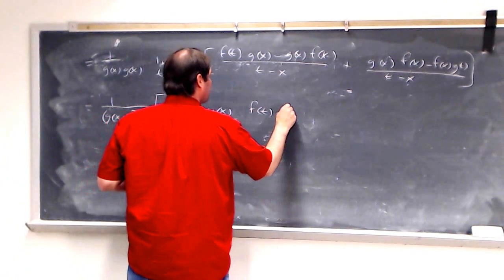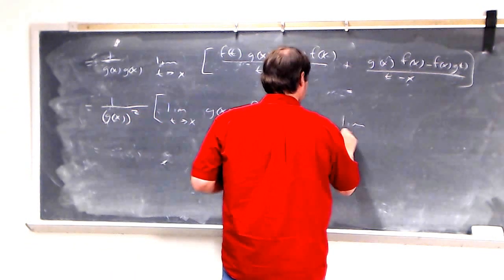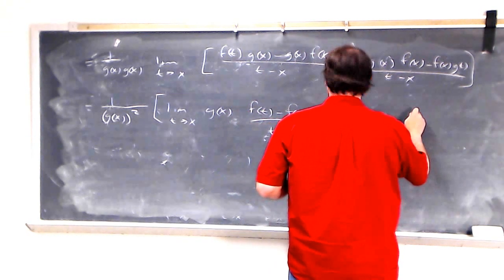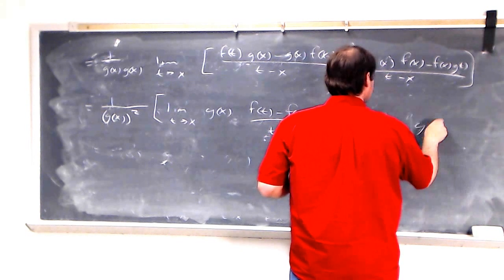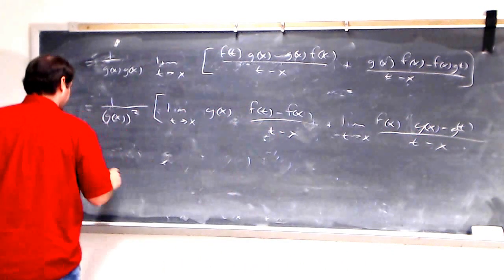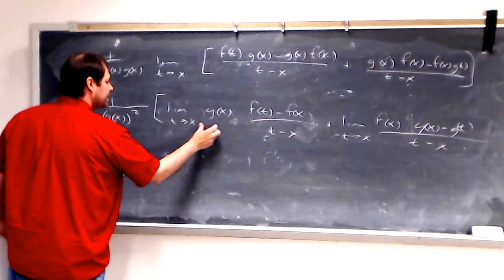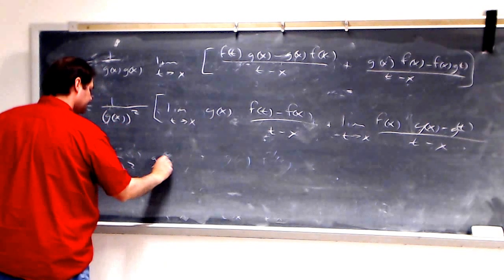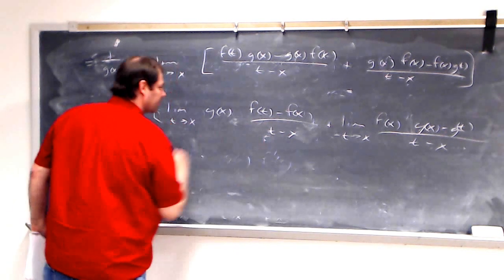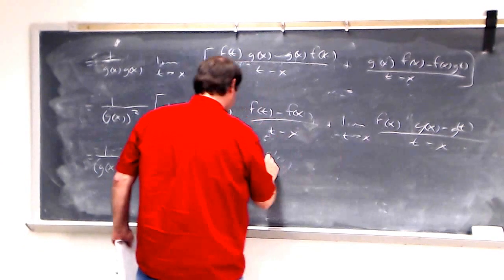Times f of t minus f of x all over t minus x plus, this is the limit as t goes to x. Here I can factor out an f of x, and we're left with times, if you will, g of x minus g of t all over t minus x. Okay, this is equal to 1 over g of x squared. Here, the limit as t goes to x of g of x, that's just g of x. Here, the limit as t goes to x of f of t minus f of x over t minus x, that's f prime of x, plus the limit as t goes to x of f of x, that's just f of x.